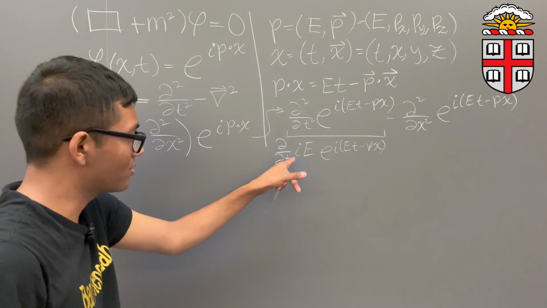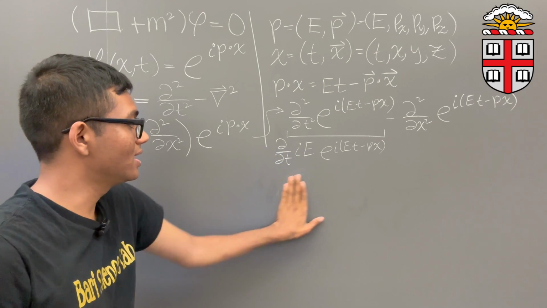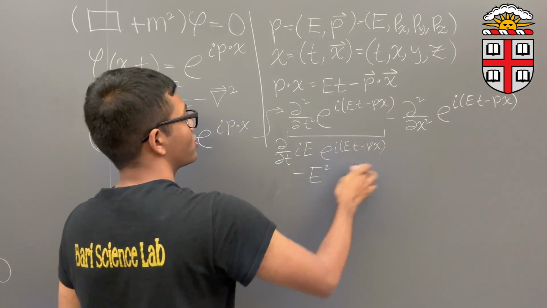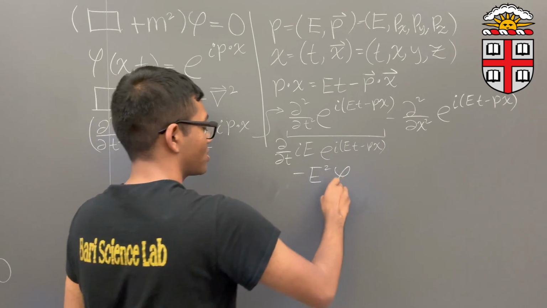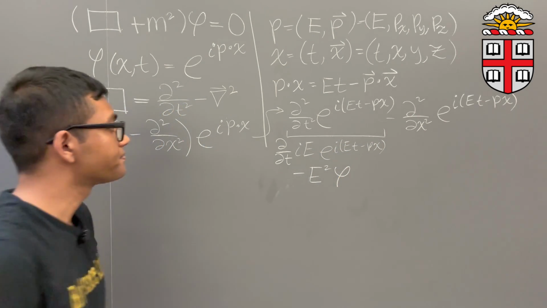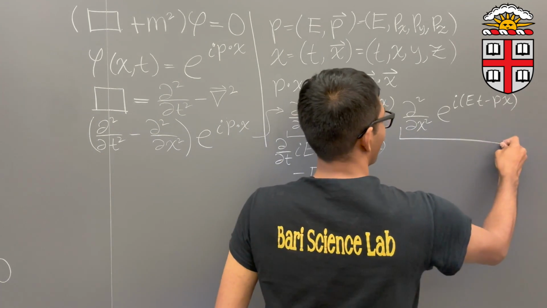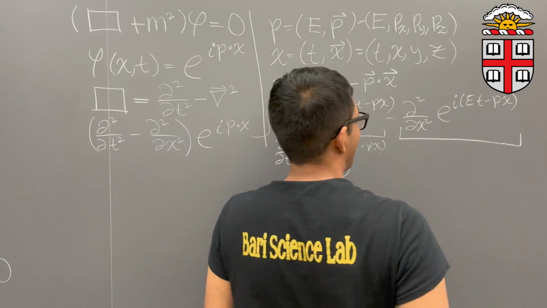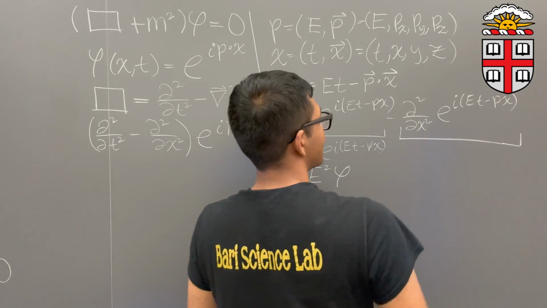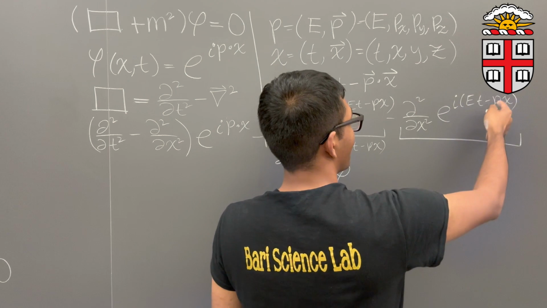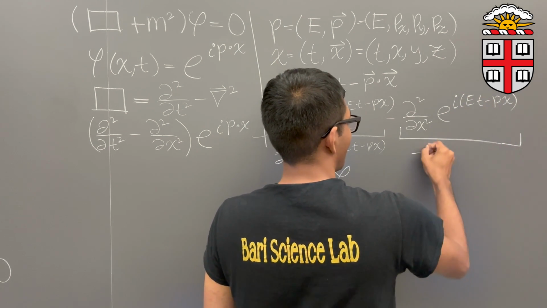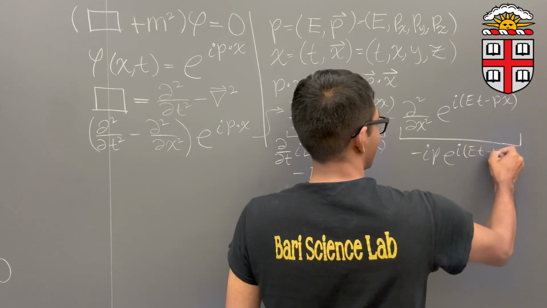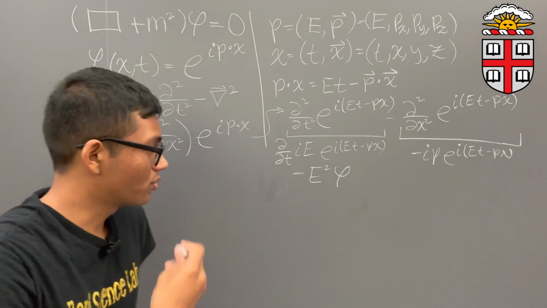So I'm going to get another factor of i, another factor of e. So that's going to give me minus e squared. And this right here is just our original guess for the wave function. So minus e squared phi. And then likewise, let's apply the same kind of logic over here for the Laplacian acting on our guess for the wave function. This is going to be, take out the minus ip, so minus ip e to the i(et minus px). Now take the Laplacian once more.